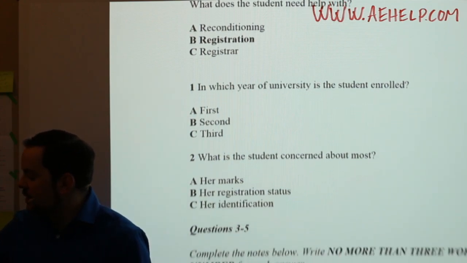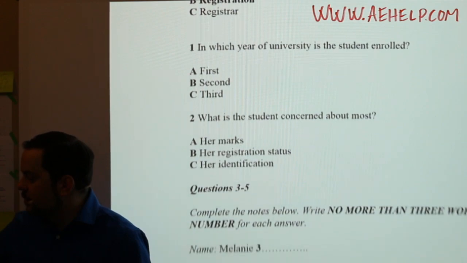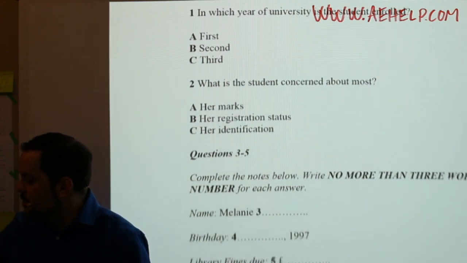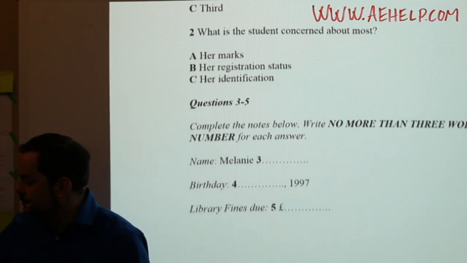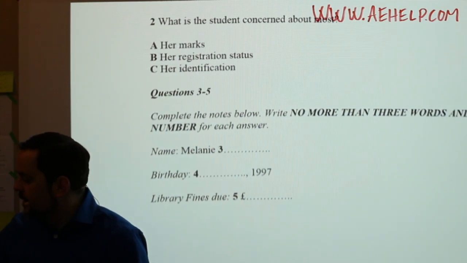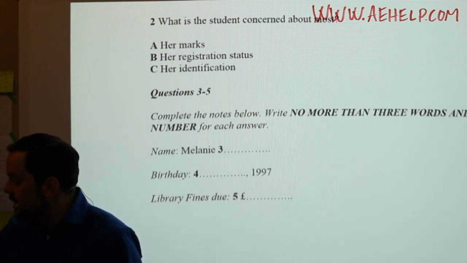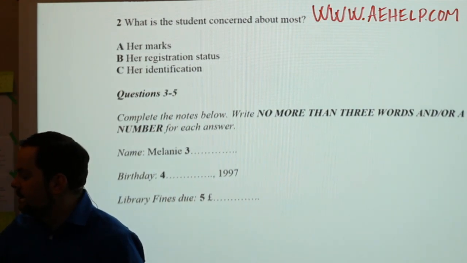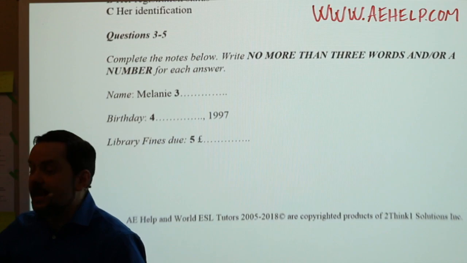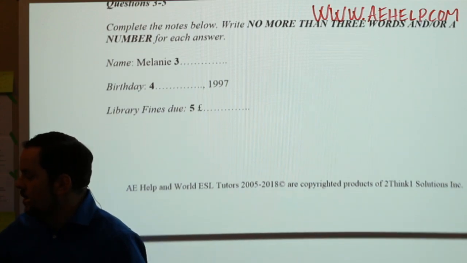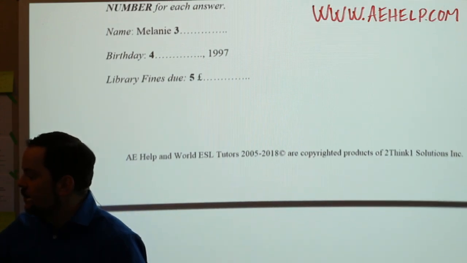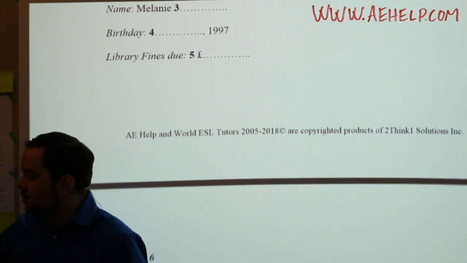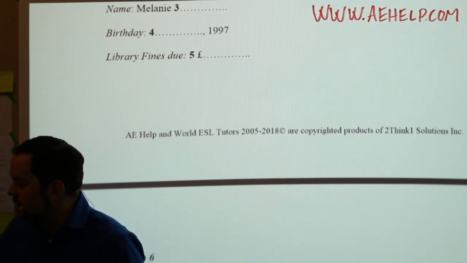In which year of the university is the student enrolled? What is the student concerned about most? And then complete the notes below. Write no more than 3 words. Pay close attention to the instructions and or a number for each. And then we have the name. We have birthday. We have library fines due, and notice that the pound sign is given for us.